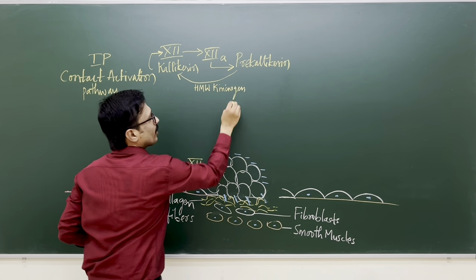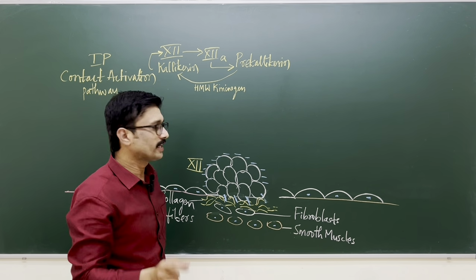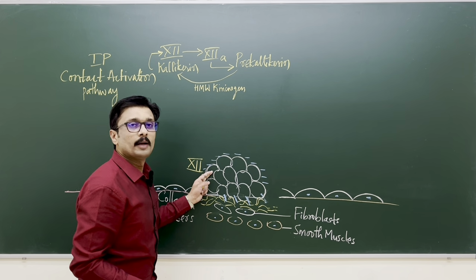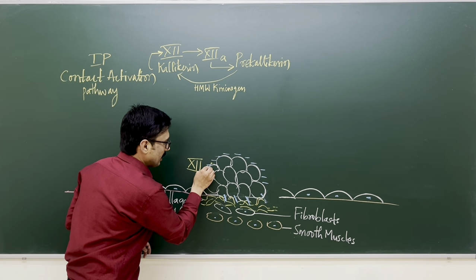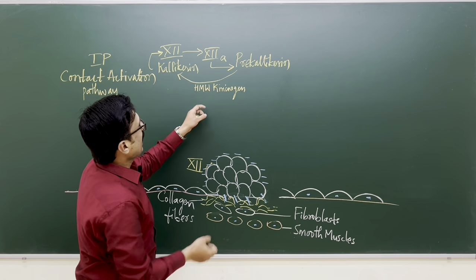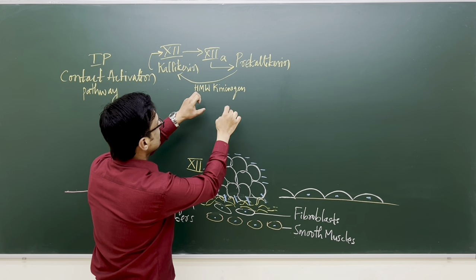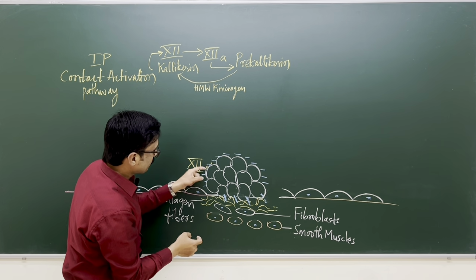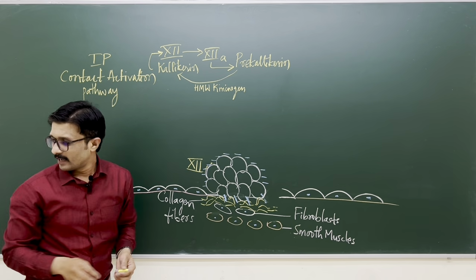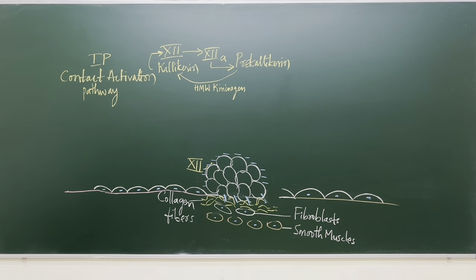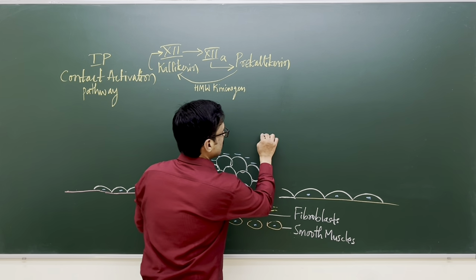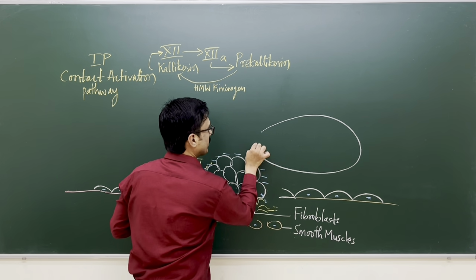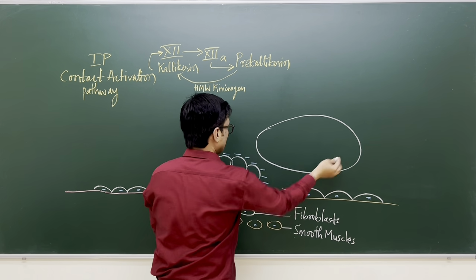So this high molecular weight kininogen is a protein that is secreted from the platelets over the surface of the platelets. This will act as an anchor, holding the factor 12 to the surface of the platelets. Let me explain by elaborating the surface of the platelets. See, this is all happening over the surface of the platelet. Consider this is a big platelet. On the surface, it is negatively charged.